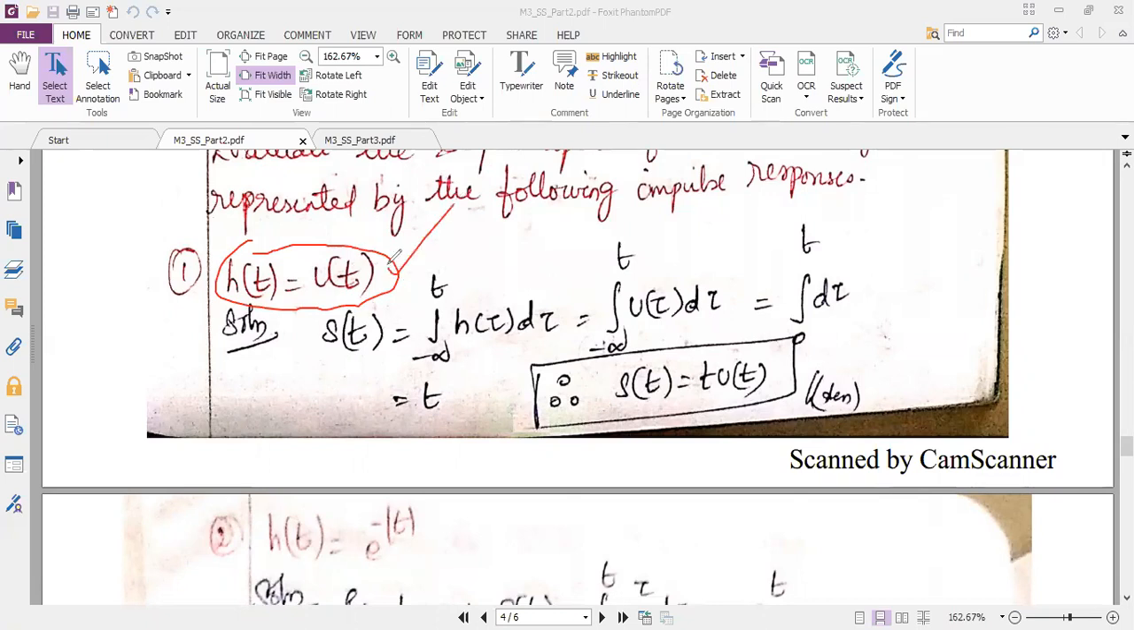H of t is equal to u of t. The formula for the continuous time signal is S of t, the step response, which is equal to the integral from minus infinity to t of h of tau d tau. This is the formula. So now in place of h of t, you have u of t. So if it is h of tau, then it is u of tau.